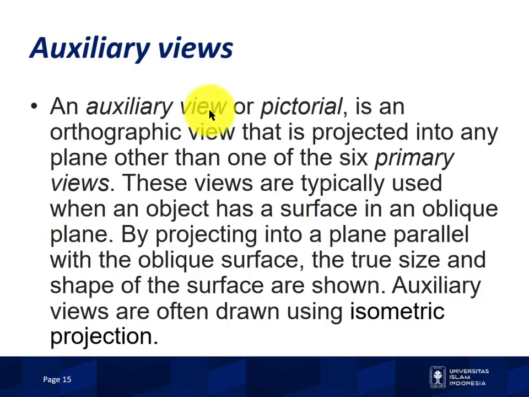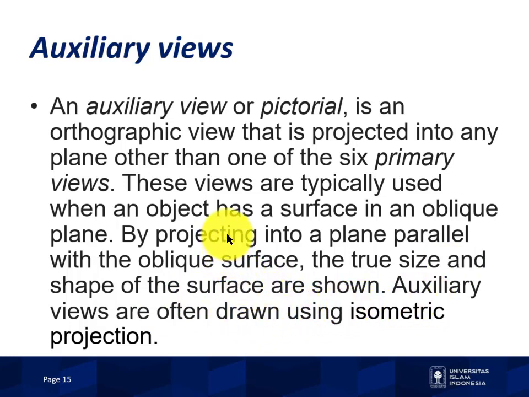Then auxiliary views that I showed before. An auxiliary view or pictorial is an orthographic view that is projected into any plane other than one of the six primary views. These views are typically used when an object has a surface in an oblique plane. By projecting into a plane parallel with the oblique surface, the true size and shape of the surface are shown. Auxiliary views are often drawn using isometric projection.